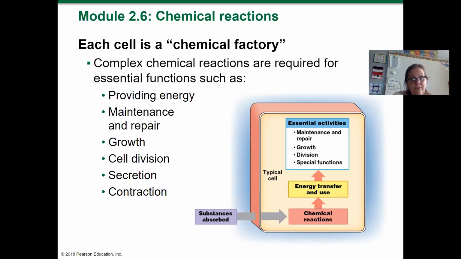Each cell is a chemical factory, then cells work together as tissues, and you can call that a chemical factory as well. Your cells provide energy, they're able to maintain themselves and repair themselves, they're able to grow and divide. Certain cells can secrete, certain cells can contract, so there is an enormous amount of metabolism going on in a cell.